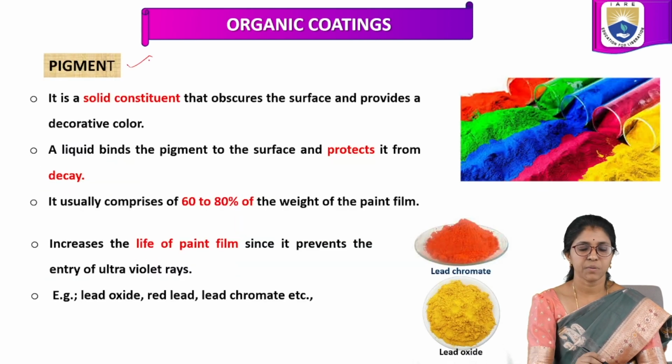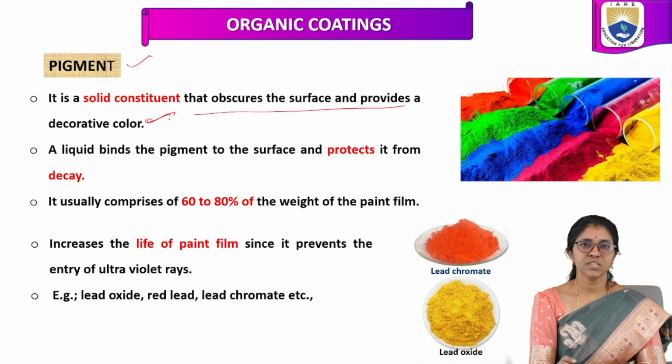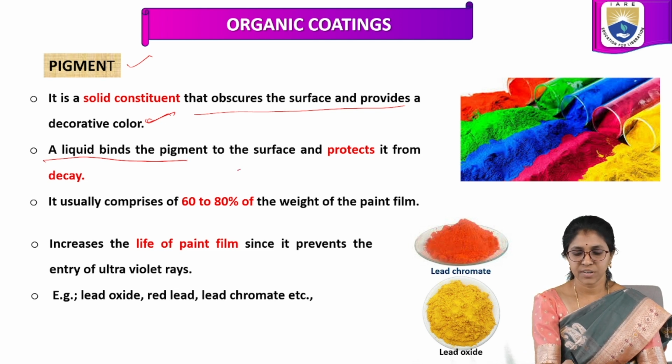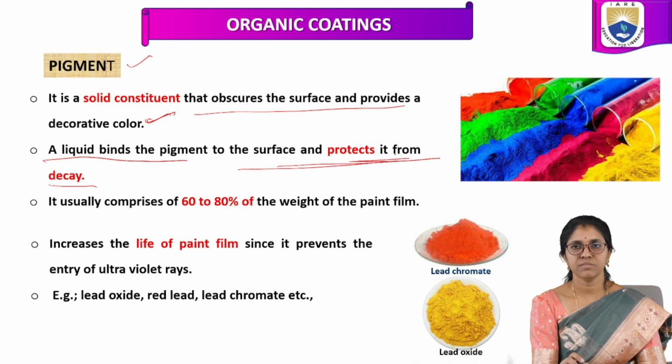First one is pigment. Pigment is a solid constituent that obscures the surface and provides a decorative color to the paint. The liquid binds the pigment to the surface and protects it from decay of the metal, meaning corrosion.